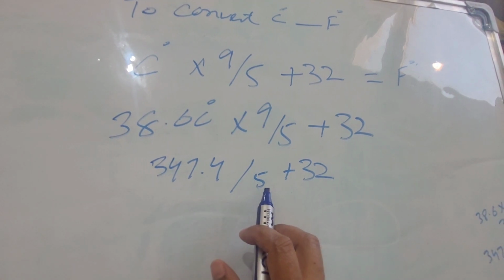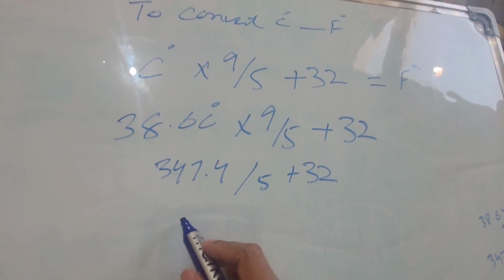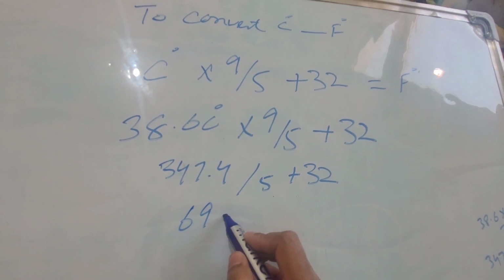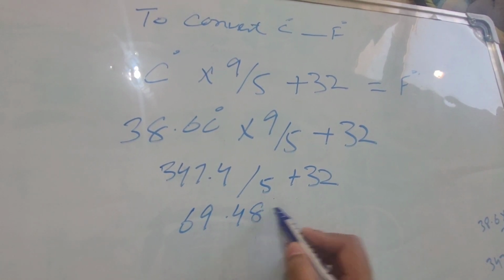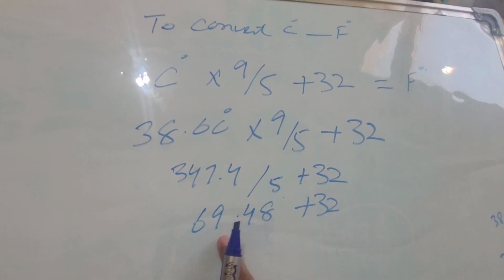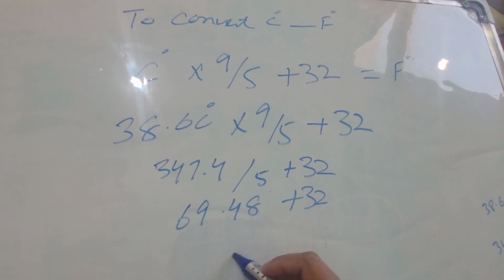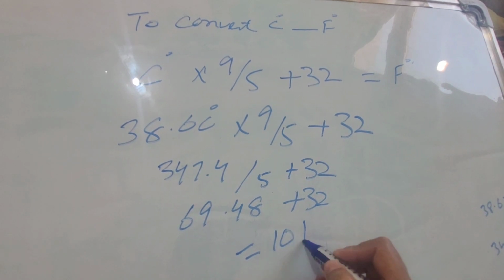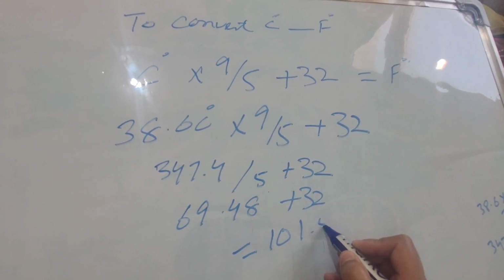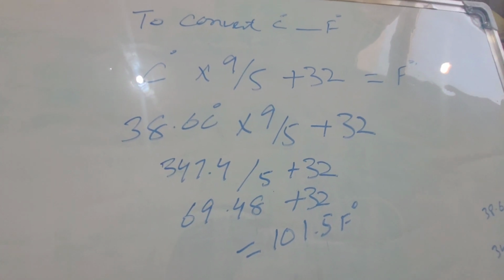Now we will divide first. 347.4 divided by 5. The reading will come 69.48 plus 32. Now we will add 69.48 plus 32. The answer will come here 101.5 Fahrenheit degree. This is the answer.